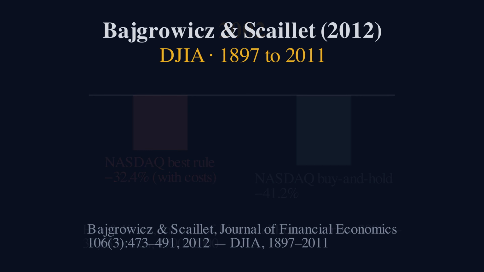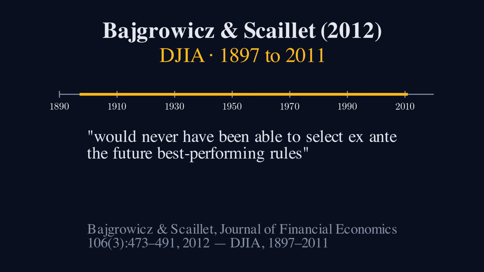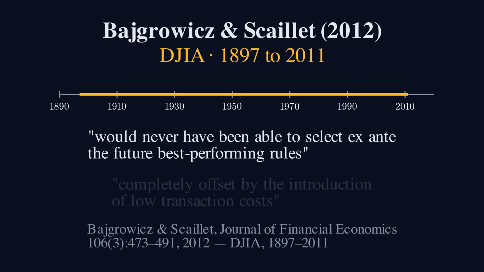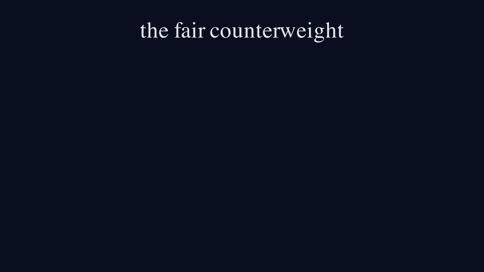The longest version of this test ran the Dow from 1897 to 2011. Bajgrovich and Skyeth found that an investor could never have selected the future best-performing rules in advance, and even low transaction costs completely offset whatever performance was left. Now the fair counterweight. One price-only signal really has survived, and it isn't a shape.